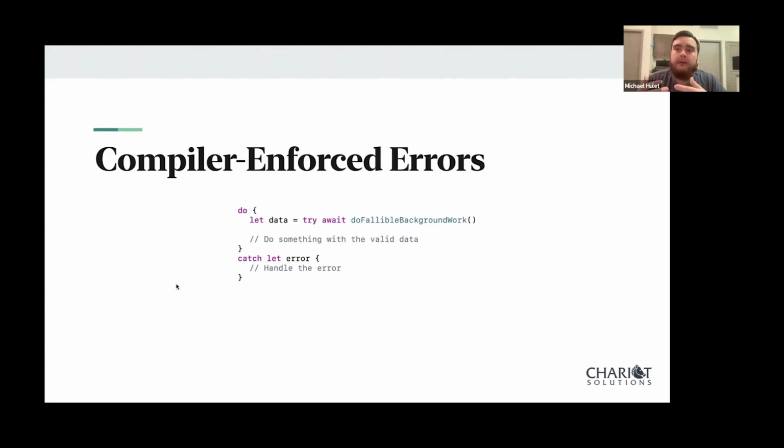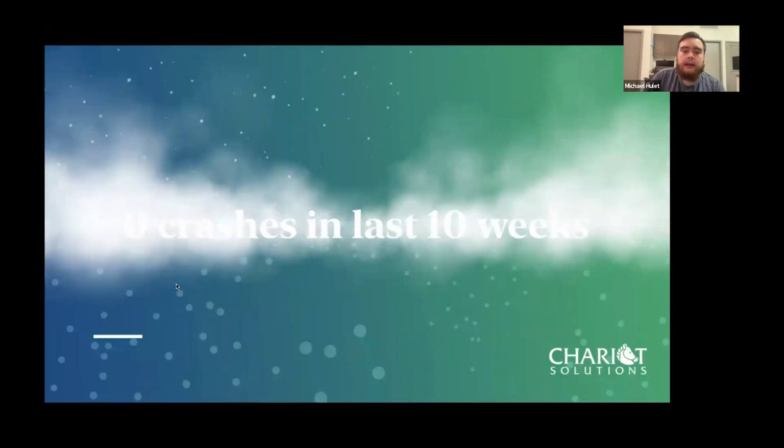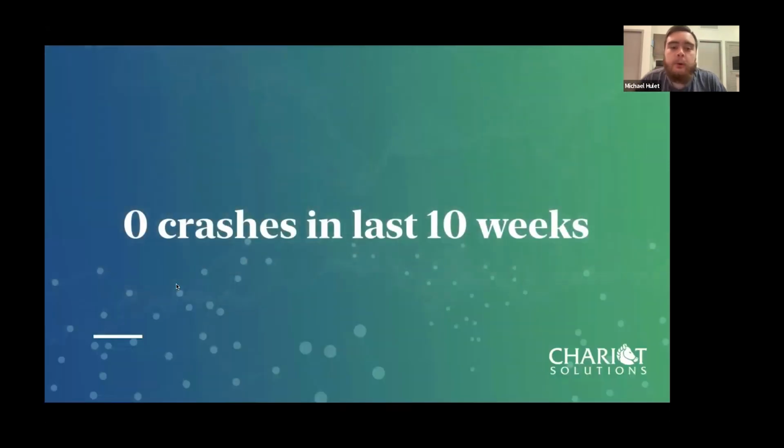But so after converting all of our old style closure that can produce an error or not, we can handle it or not, to standard Swift error, Swift concurrency. In the 10 weeks since we've launched the update that supports this, unlike the Boeing Corporation, we've had 0 crashes.